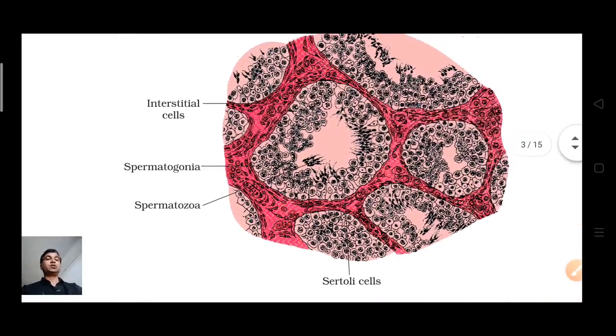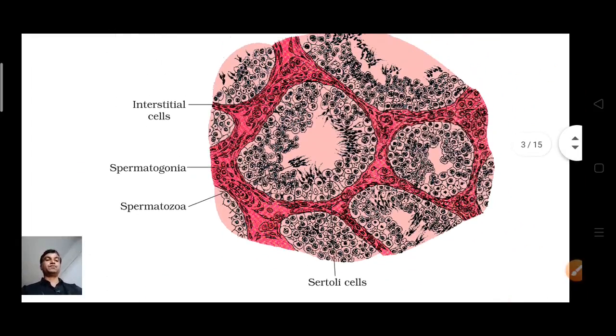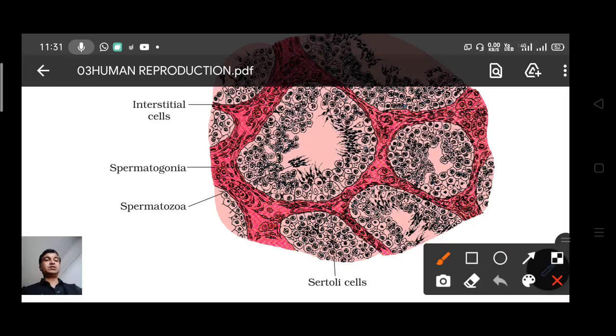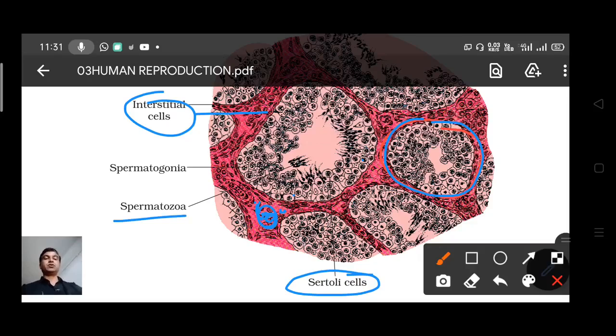On the next page, they have shown the sectional view of the seminiferous tubule. If you observe, these are the seminiferous tubules. Inside, two types of cells are there, spermatogonia and Sertoli cells. The space present between them is the interstitial space, where special cells, the interstitial cells, are present. The interstitial cell is also called the Leydig cell. Leydig cells produce androgens, clear? Sertoli cells provide nourishment for the developing spermatozoa. So this is the sectional view at the cellular level.